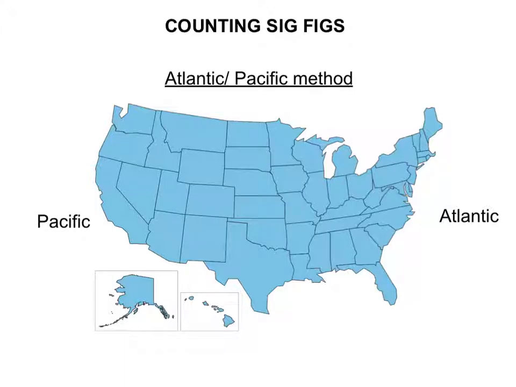Now, in order to figure out how many sig figs are in a measurement, we use the Atlantic-Pacific method. And all you need to know for the Atlantic-Pacific method is that the Atlantic Ocean is on the right-hand side of the United States, and that the Pacific Ocean is on the left-hand side of the United States.